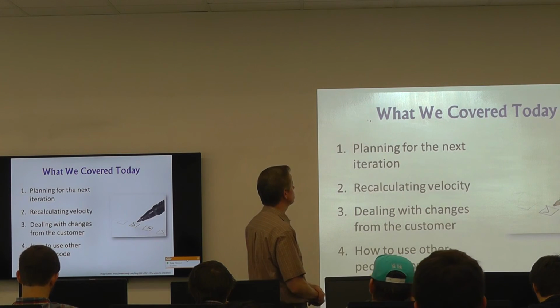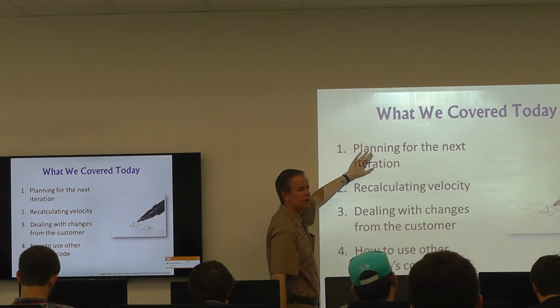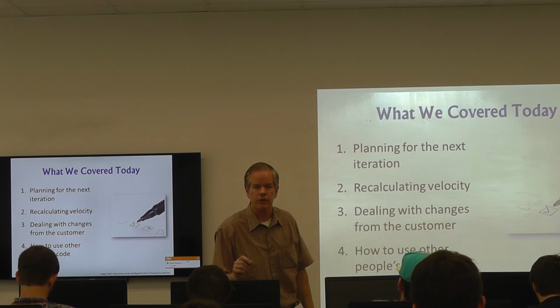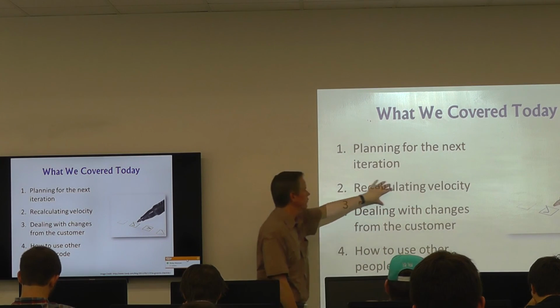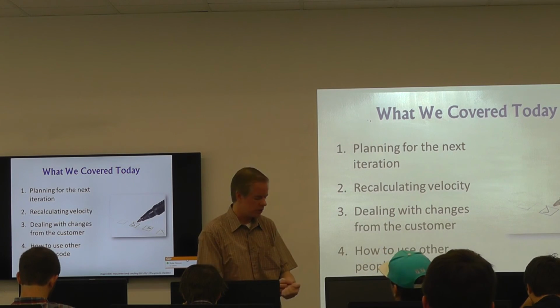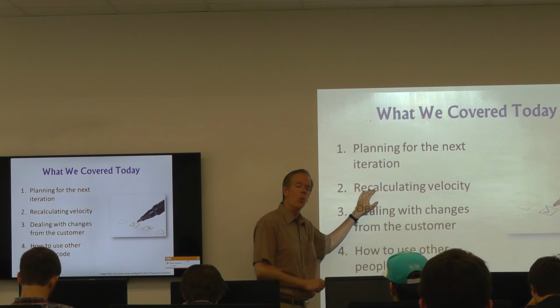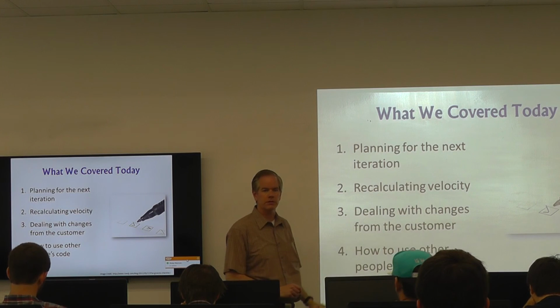Fantastic. All right, so what did we cover today? So we talked about planning for the next iteration. And it's critical. Your planning for the next iteration determines how well that iteration is going to go. We talked about recalculating the velocity. If you want to be accurate about what you're going to be able to produce in the next iteration, you need to be able to produce accurate estimates and tell the customer what you're going to be delivering to them, and most importantly, when you're going to be able to deliver it to them.